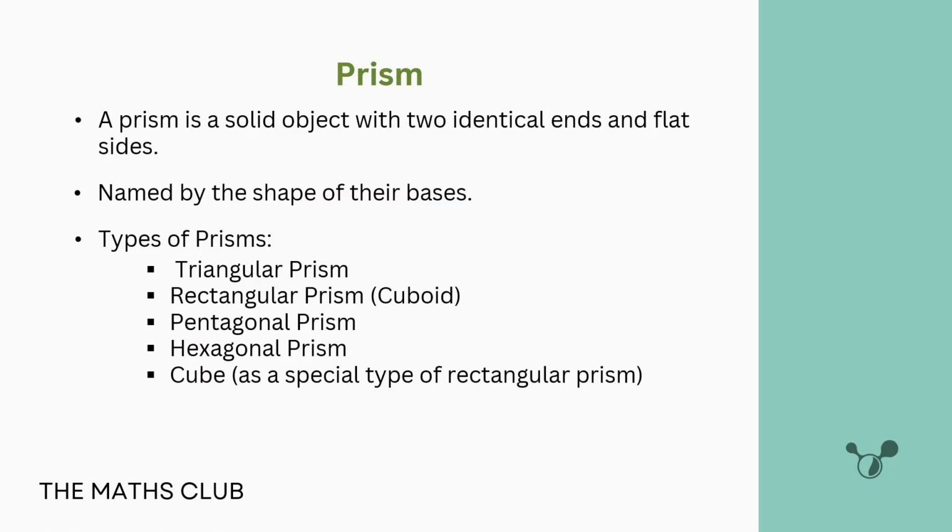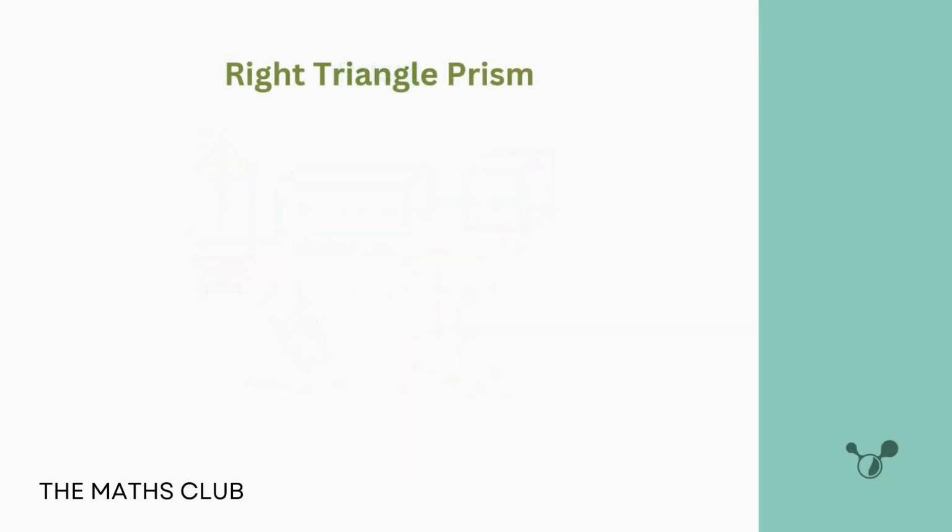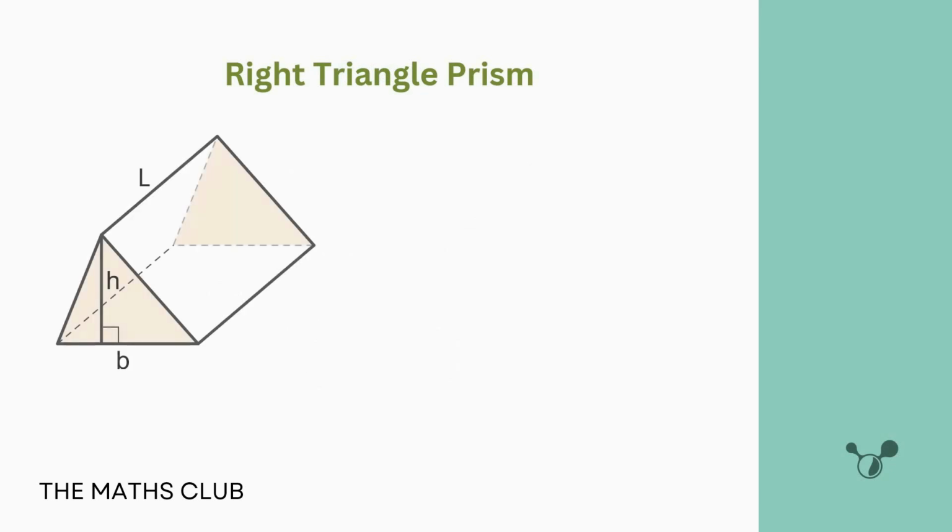So if I go back to our definition, a prism is a solid object with two identical ends and flat sides. Makes sense? Yeah. And it is named by the shape of its bases. In this video, we're going to be looking at a right triangular prism.